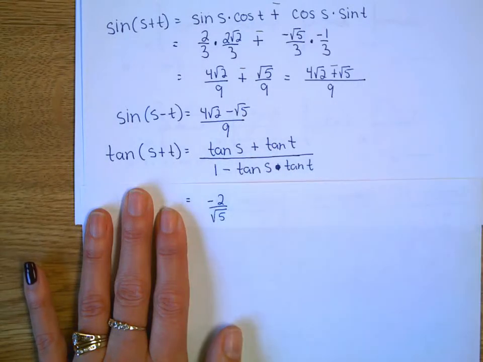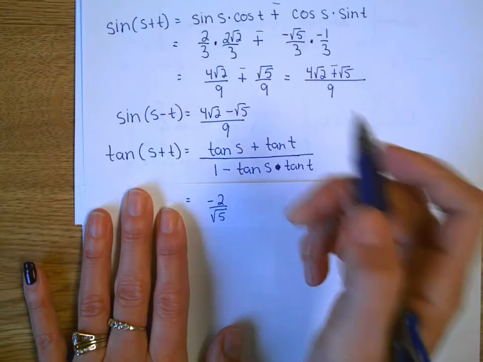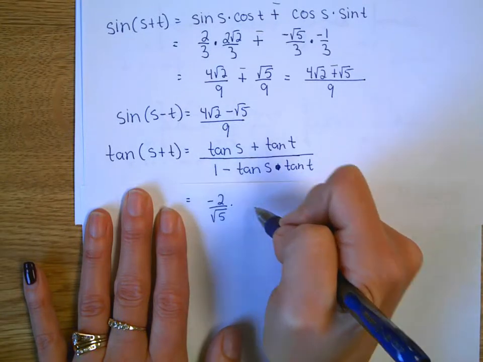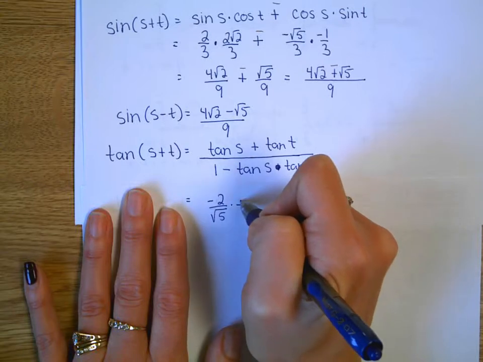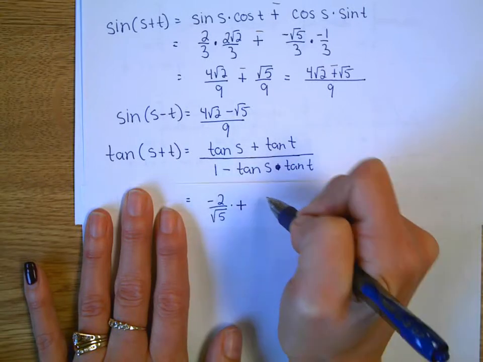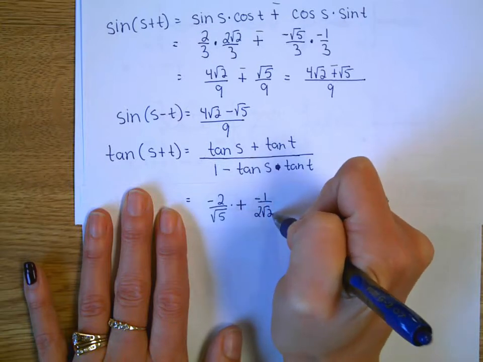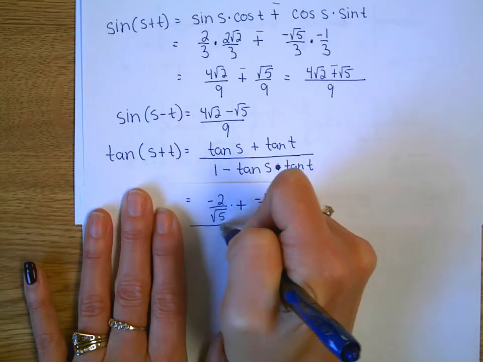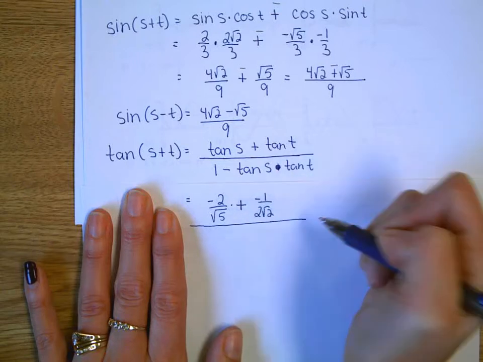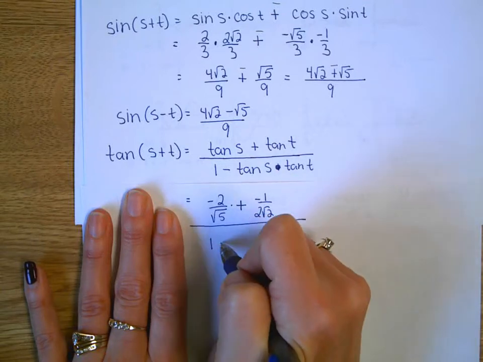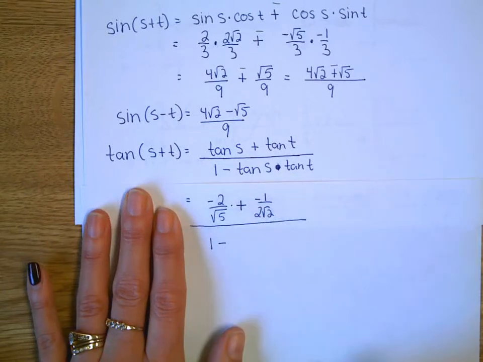Now go over to T and get me the tangent. Tangent from T is negative 1 over 2 square root of 2. Then that's all over 1 minus those two things multiplied.